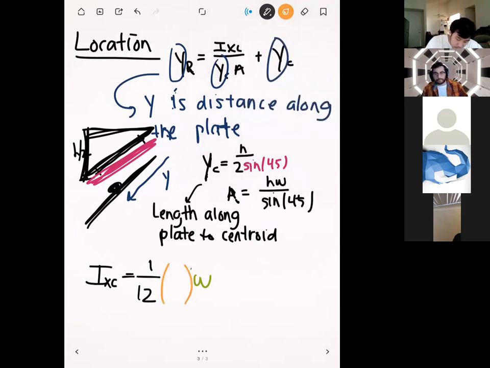So we're going to have something cubed, right? And so probably what you did in part A was you did h cubed, right? Because h was the dimension of the rectangle of the plate going that way. But here we have a different length. So instead of h, we do h divided by sine of 45, because that's going to be the overall length of this plate right here. So that's going to be h divided by sine 45.